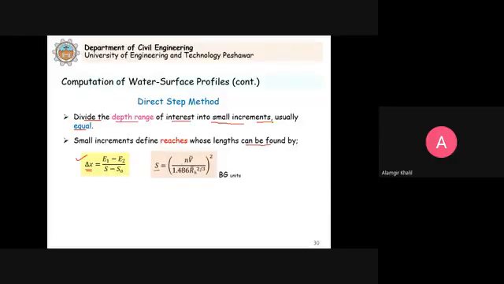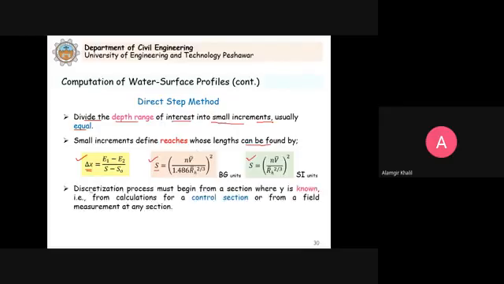Then this discretization process must begin from a section where Y is known. That is from calculations for a control section or from a field measurement at any section. For example, we have a dam or a weir, so we already know the depth, and we can calculate. Let's say this is the procedure. Let me extend this further. This depth we already know over here. We already discussed, for example, the weir.